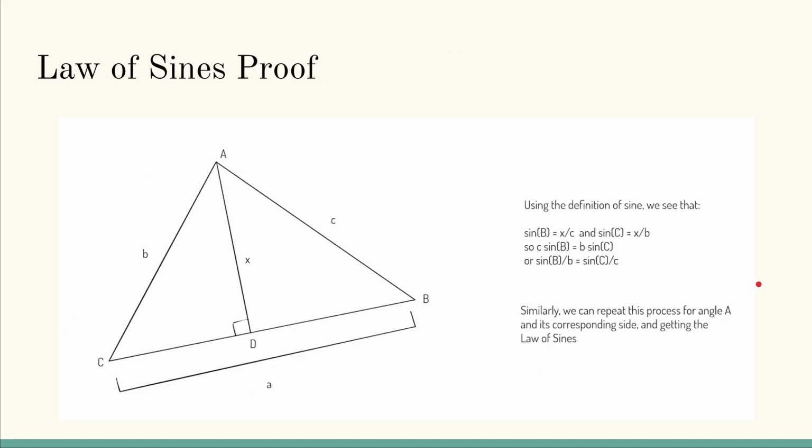So we have law of sines. We draw an altitude AD. Then using the definition of sine, we get sine B equals x over c and sine C equals x over b. Then we can rearrange our calculations to get that sine of angle B over b equals sine of angle C over c. Then we can repeat this process for angle A and get the law of sines.